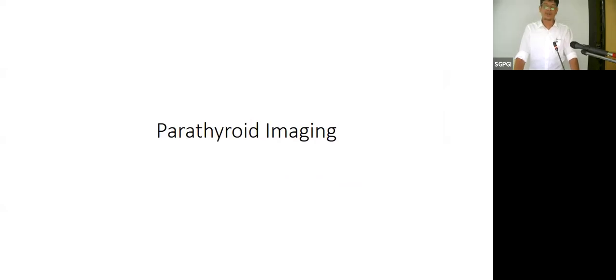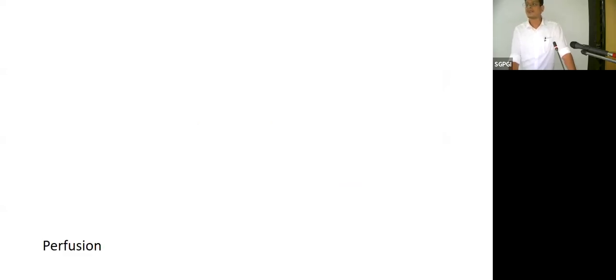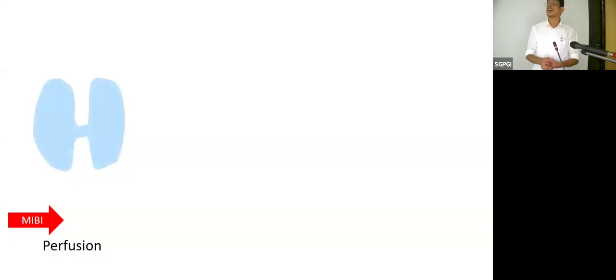So we are now going to parathyroid imaging. I personally have not seen many parathyroid patients in children, but I will give a brief idea of how we do it. First, perfusion is done with the help of MIBI. When you do a perfusion, you can clearly see the thyroid gland appearing.